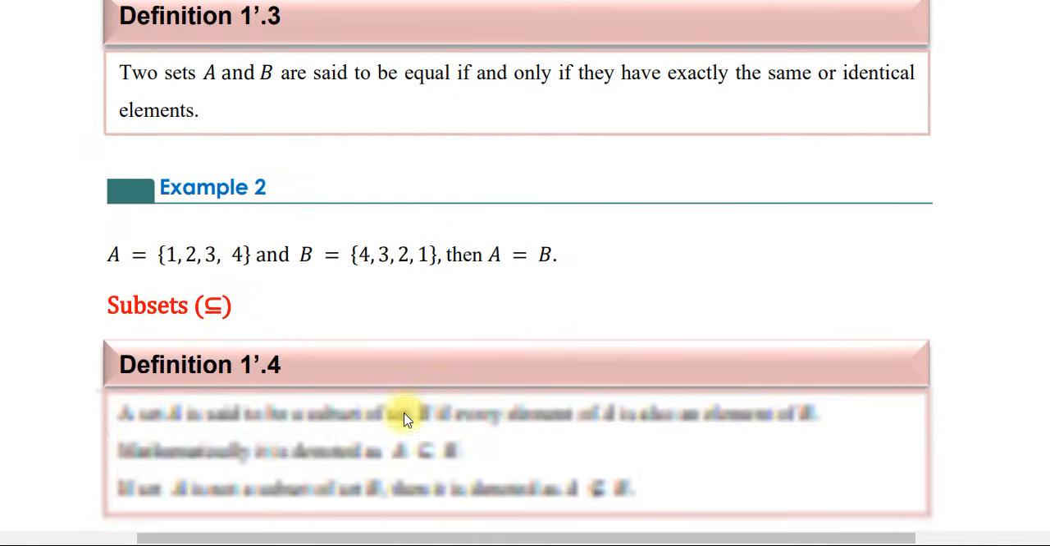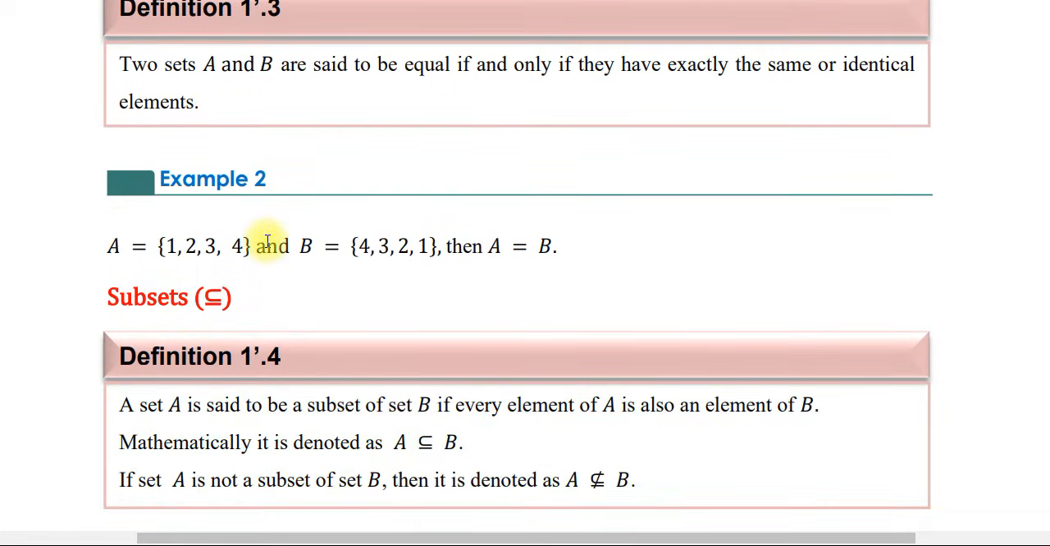ለምሳሌው ኤ 1 2 3 4 ቢ ደግሞ 4 3 2 1 ስለዚህ ኤ እና ቢ እኩል ናቸው። ምክንያቱም 1 ኤ ላይ ያለች ቢ ላይም አለች፣ 2 ቢ ላይም ያለች፣ 3 ኤ ላይ ቢ ላይም፣ 4 ኤ ላይ ቢ ላይም ያለች ስለዚህ አይደንቲካል ኤሌመንቶችን ይዘዋል ማለት ነው። So A and B are said to be equal sets እንላቸዋለን ማለት ነው። ኦኬ the other notion is subset። Subset ምንድነው?